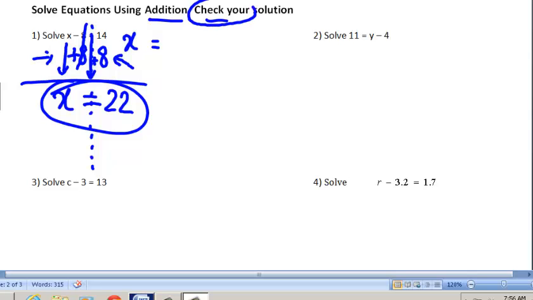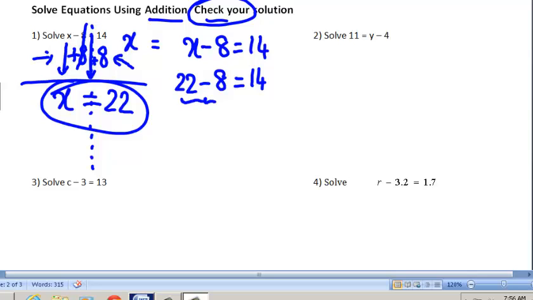Let me go and check the solution. So I write down my actual problem. You have to show the step. I'm going to write the 22 that I got, take away 8 equals, it should be equal to 14. Solve this. 22 minus 8, is that 14? Yes, 14 equals 14, and yes, so it checked. That is the solution. Let's do one more.